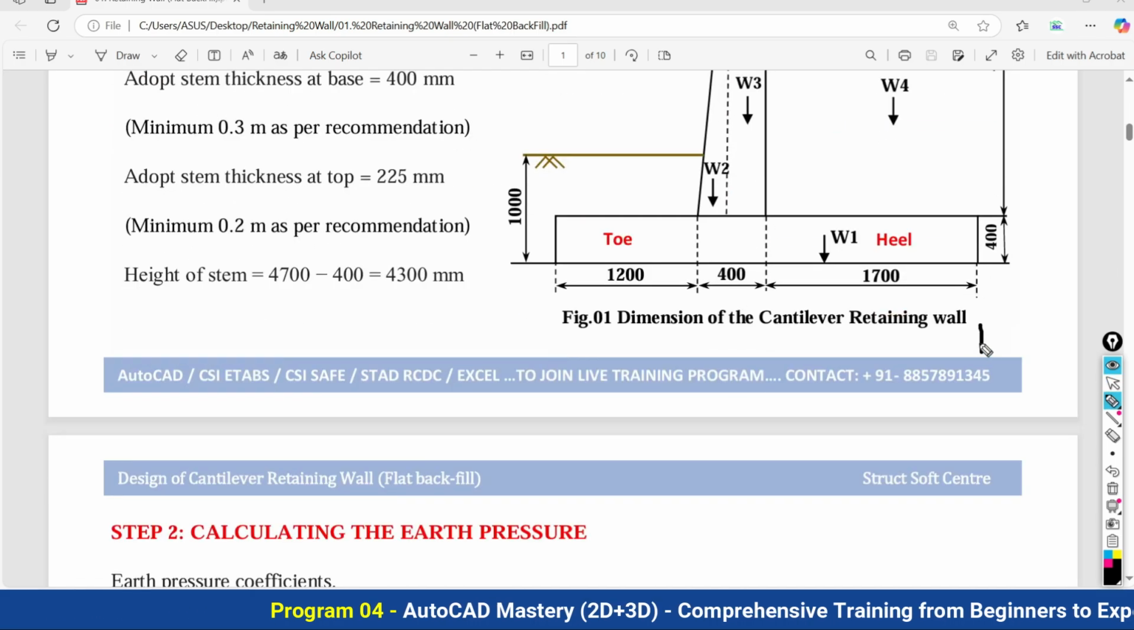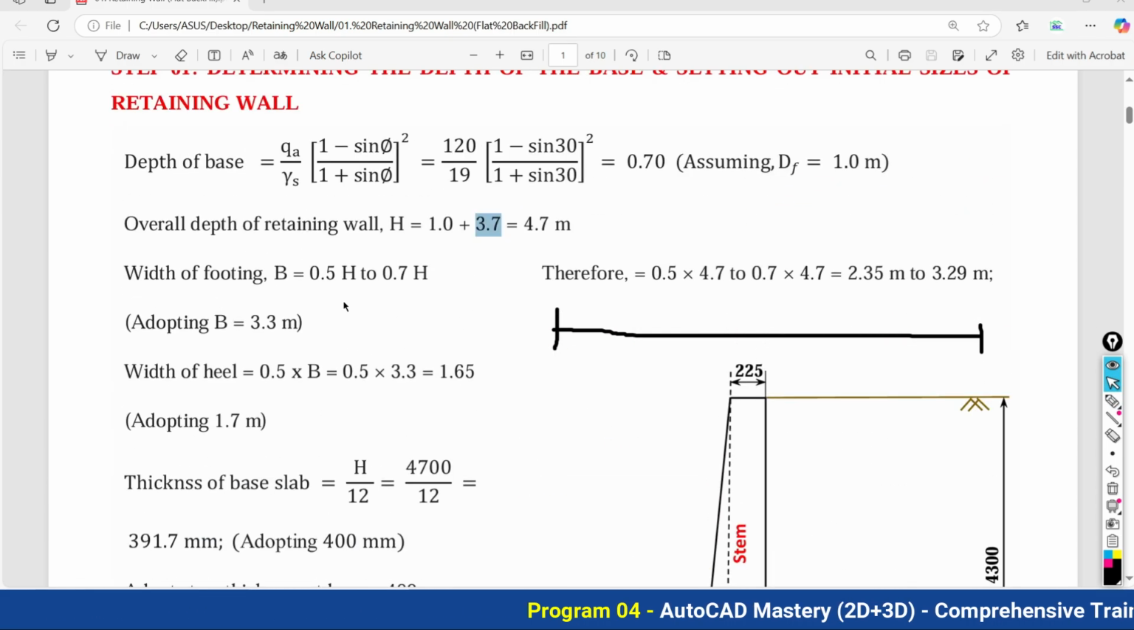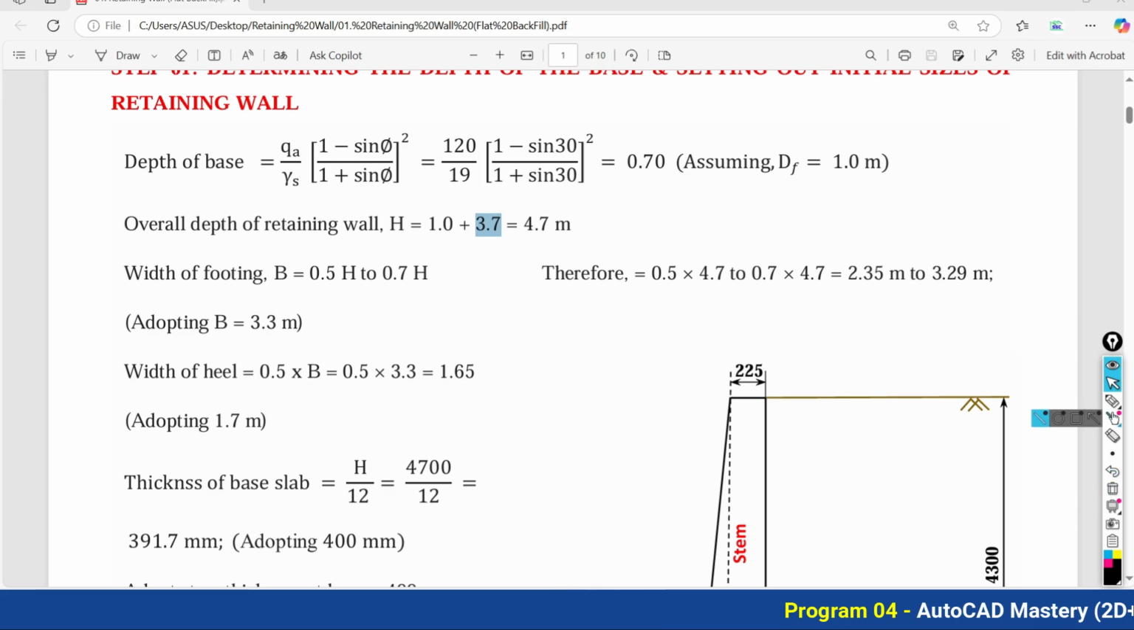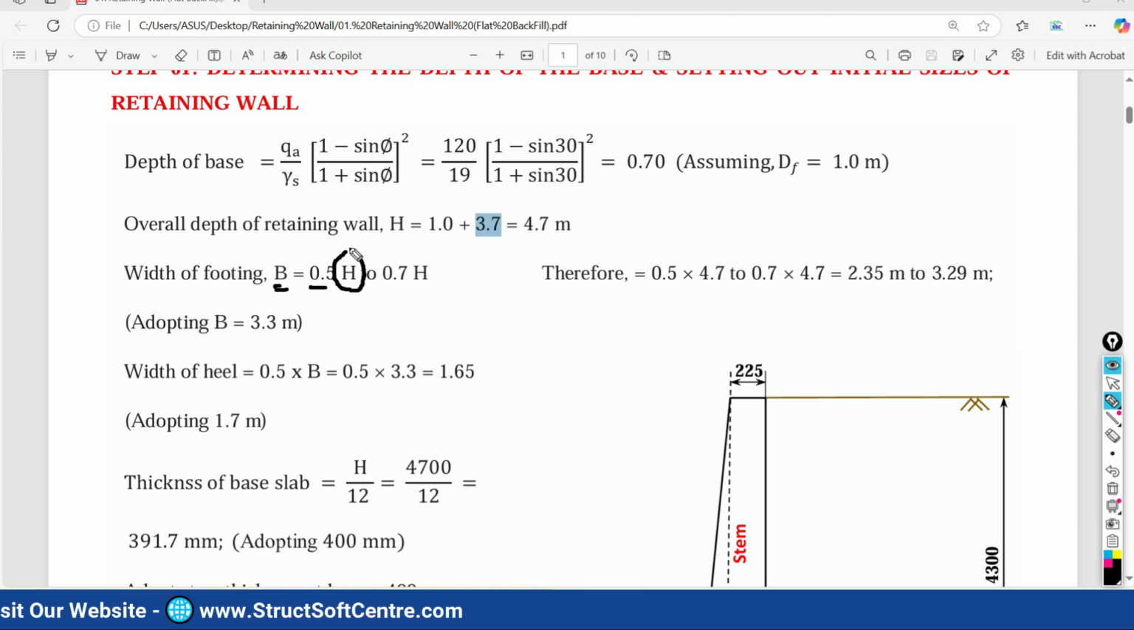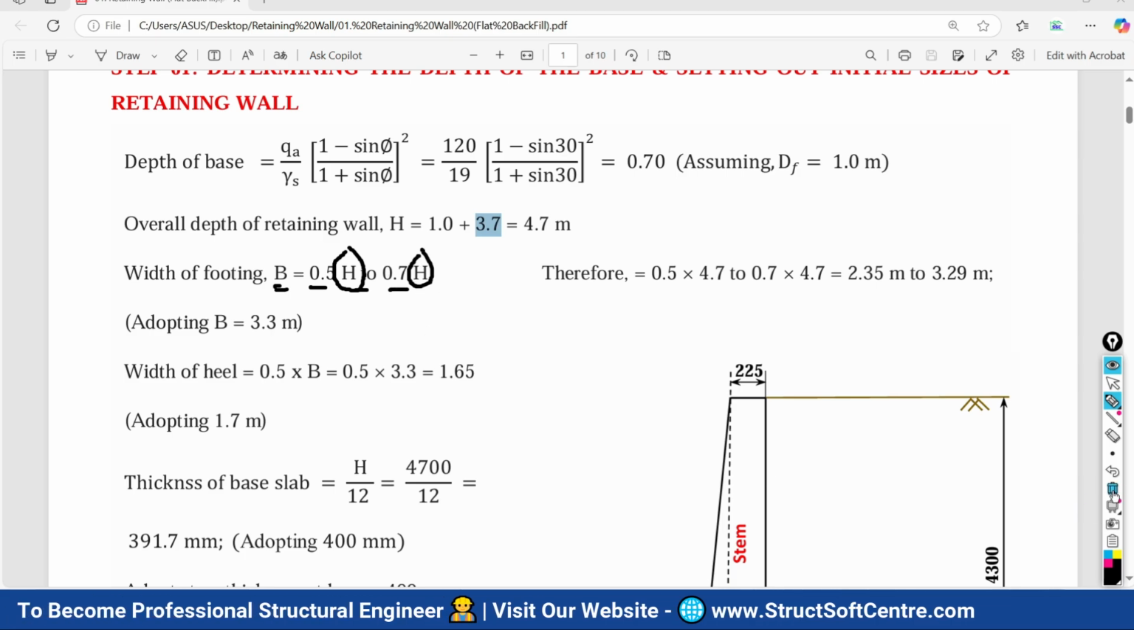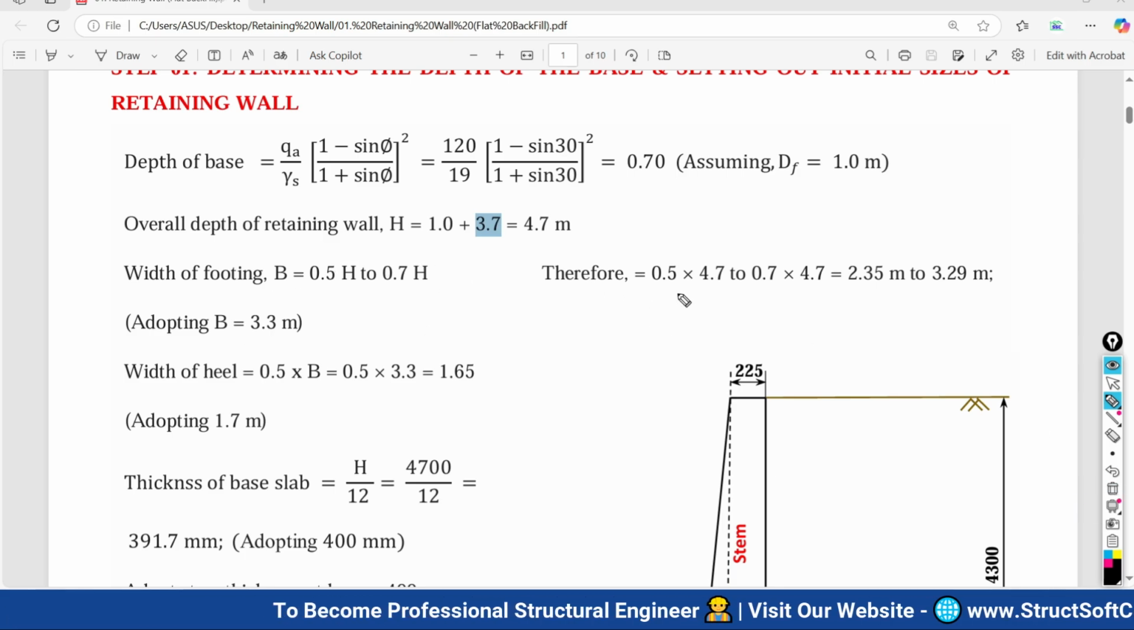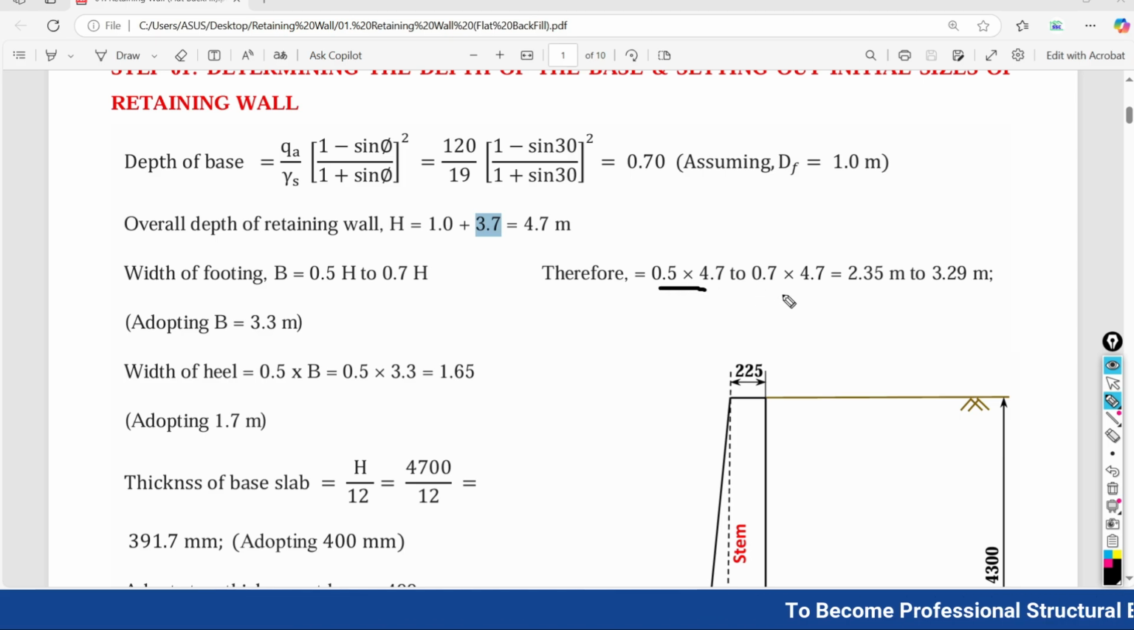Now we have to calculate the width of the footing, or width of the base. In the literature and recommendations, it is given that we should consider the full width of the base or footing of the retaining wall as 0.5 times the total height of the retaining wall to 0.7 times the total height. So I am going to put the values here, 0.5 multiplied by 4.7 to 0.7 multiplied by 4.7. So the range comes as 2.35 meter to 3.29 meter.